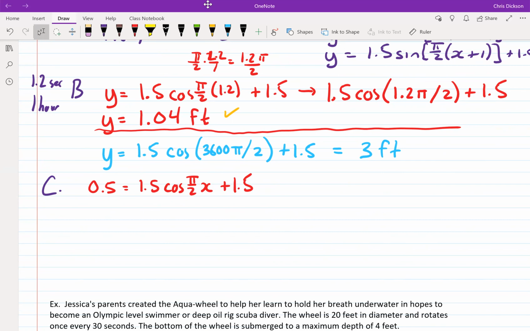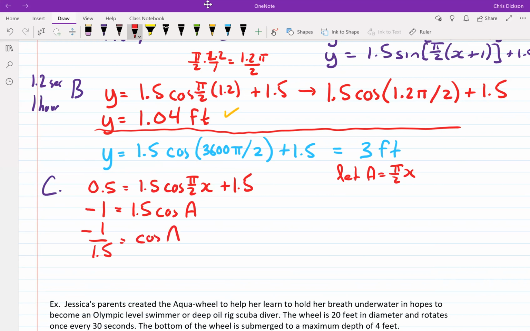Bring over the 1.5, so I'm going to subtract 1.5 from both sides. That's going to give me -1 equals 1.5 cosine. And I'm going to turn this pi over 2x into a here. So let's say let a equal pi over 2x. In doing this, I basically just turn it into a basic trig equation. So -1 over 1.5 equals the cosine of a.